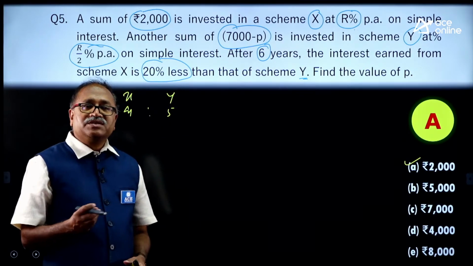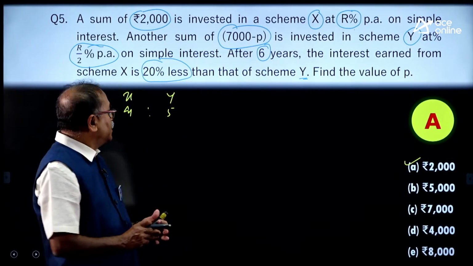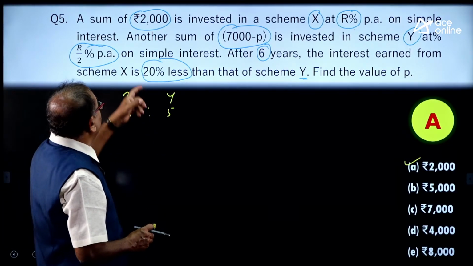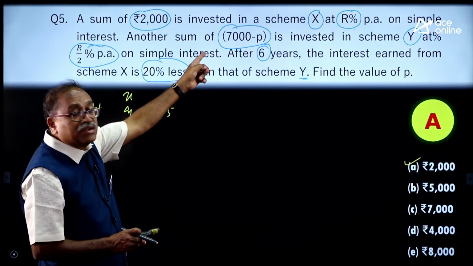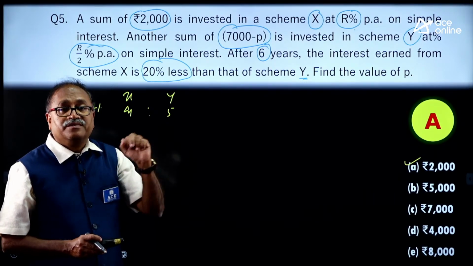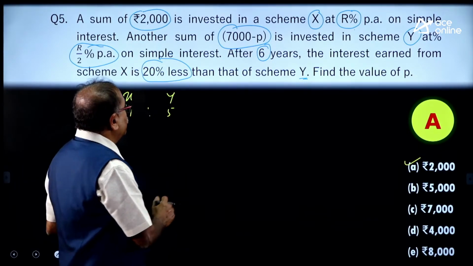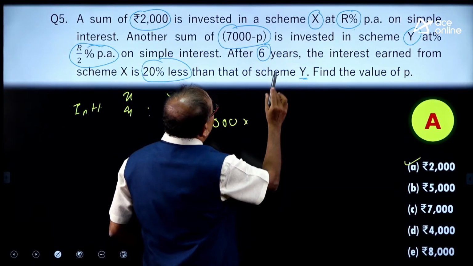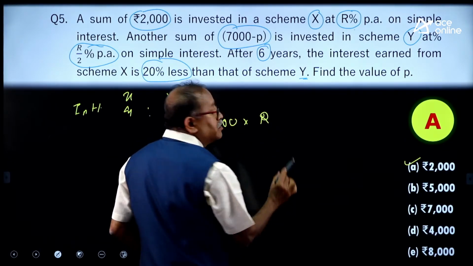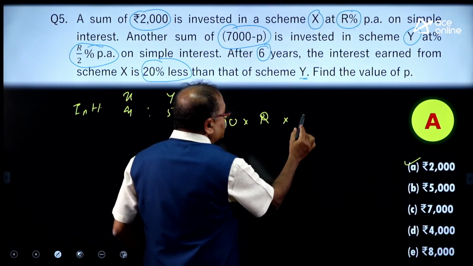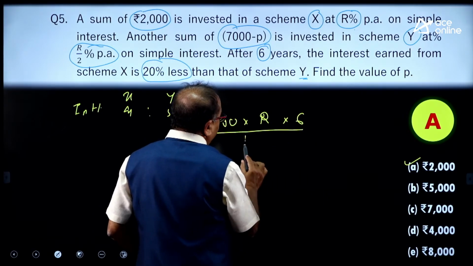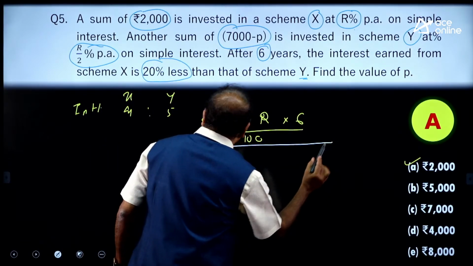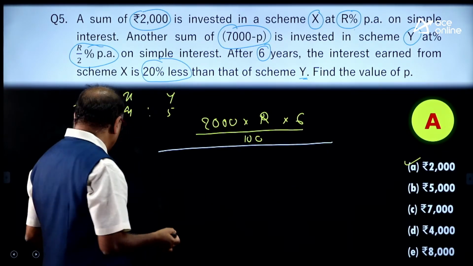Let us see what is the best possible way to answer this question. We have the interest ratio. How do we get the interest in case of simple interest? PRT by 100. So, here P is 2000 and the rate is R, and T is 6, by 100, and this is the interest from X. What is the interest from Y?